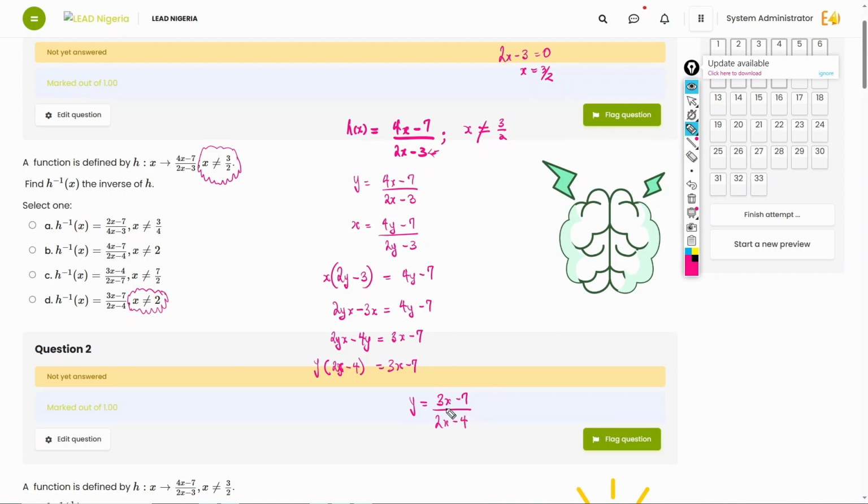Same thing here. I cannot allow my denominator to be 0, so 2x minus 4 must never equal 0. That means that 2x must never equal 4, or x must never equal 2, when I divide both sides by 2. Yeah, so the correct option for this is D.